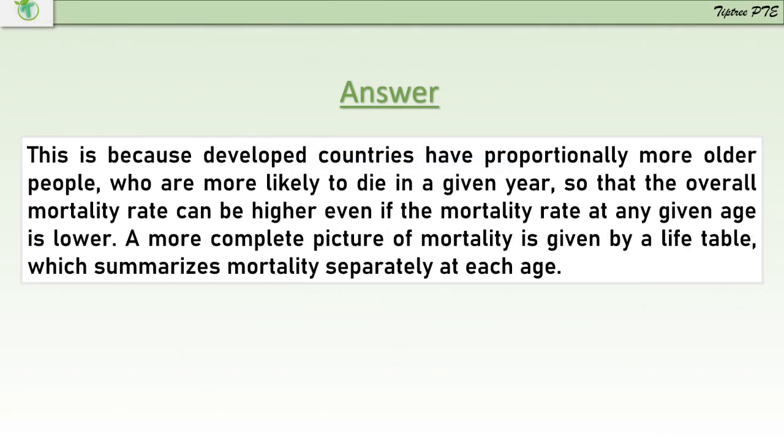This is because developed countries have proportionally more older people, who are more likely to die in a given year, so that the overall mortality rate can be higher even if the mortality rate at any given age is lower. A more complete picture of mortality is given by a life table, which summarizes mortality separately at each age.